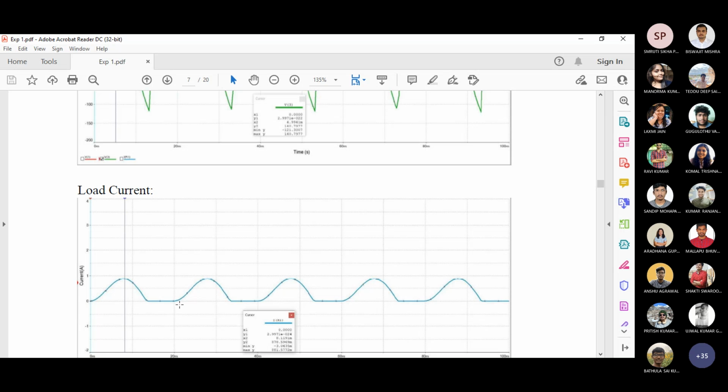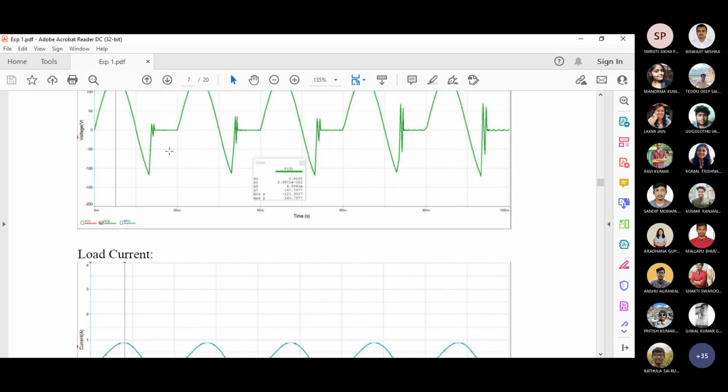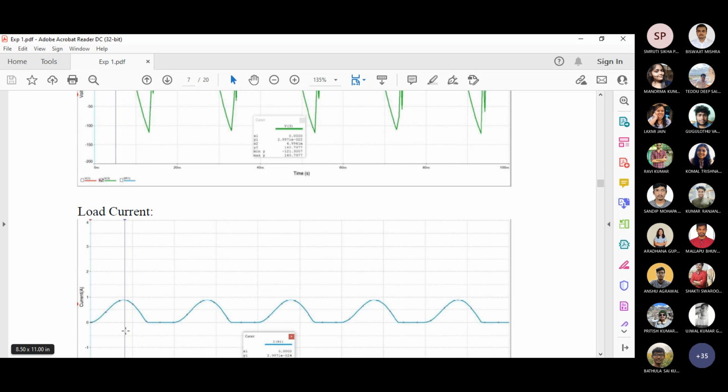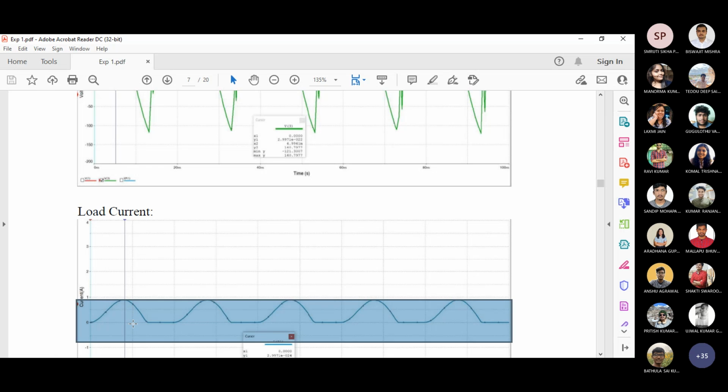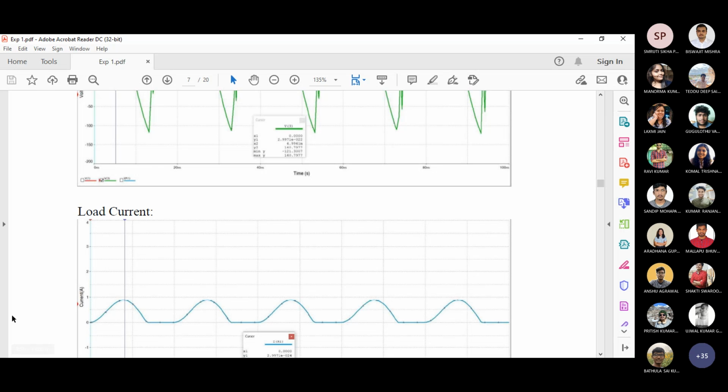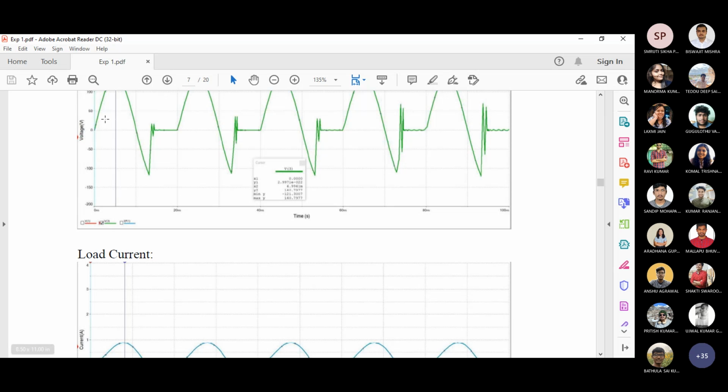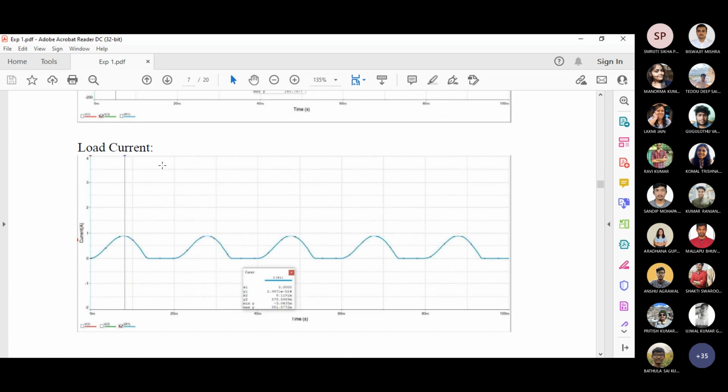And the load current: it's a diode, so no negative current will be there. In the first case you can see that the current is zero up to that zero point. But here you can see the current is not zero up to here, so it will take some time for the current to reach zero.